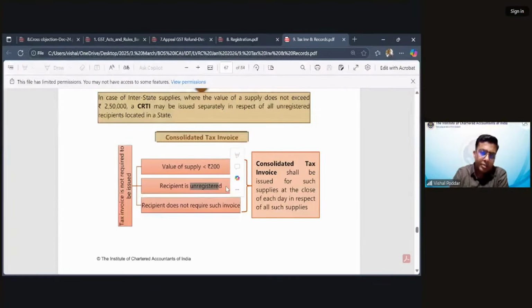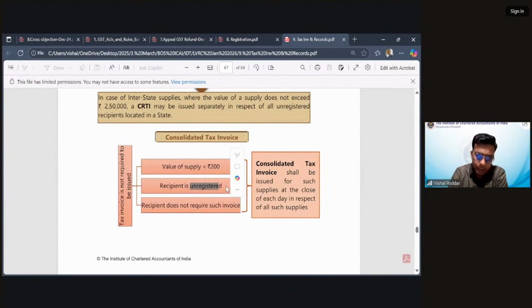So your buyer is an unregistered person. It is generally applicable to all retail shops of, let us say, medicine, grocery, or any small retail shop where the buyers who are coming are consumers like you and me, and the value of that one single supply to that one buyer is below 200 rupees, and the buyer is also not demanding an invoice. Like, let us say you go to a medicine shop, you buy some medicine worth 100 or 200 rupees, you don't ask for any invoice.